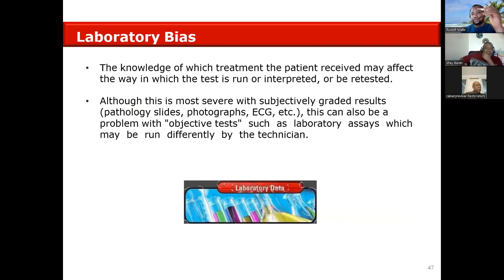Laboratory bias. This goes along with the blood results and samples that have been collected. If the samples have been collected, interpreted and tested, and the laboratory technician knows whether the patient is receiving the intervention arm or the placebo arm, they are able to know the kind of expected result that the patient should have.